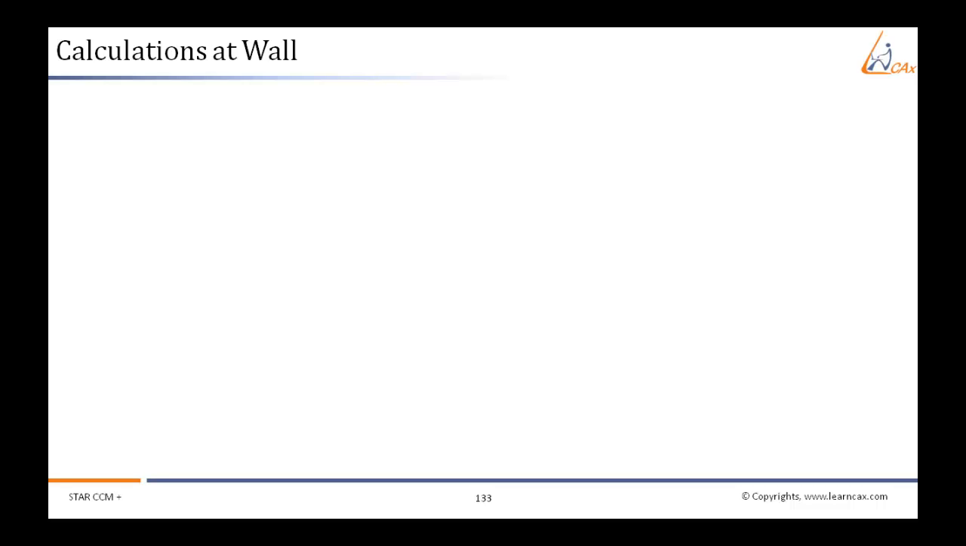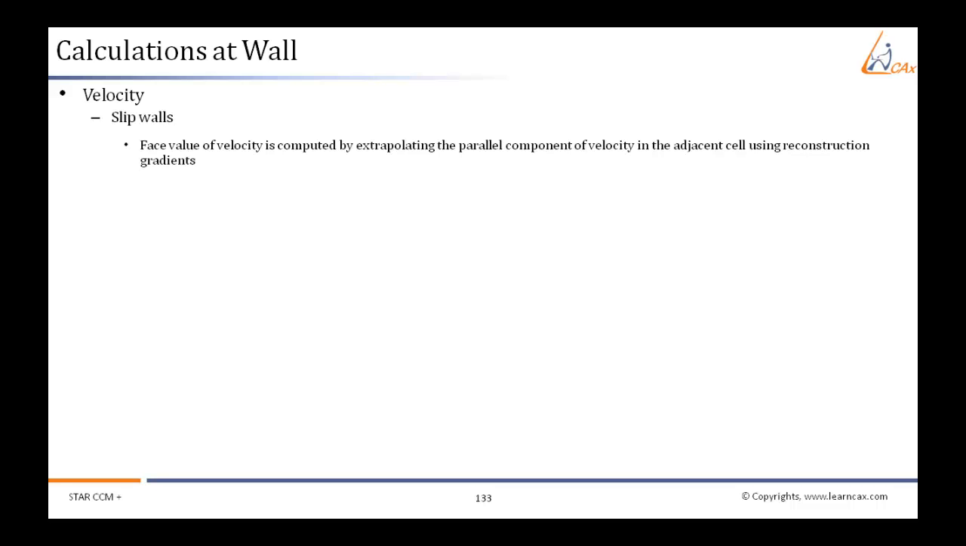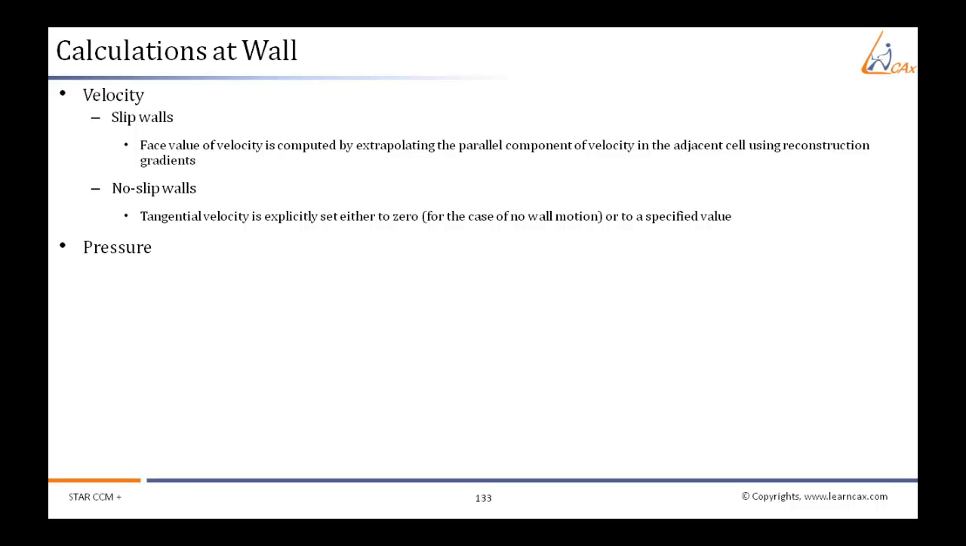What are the values required at the wall? For velocity, for slip walls, the face value of velocity is computed by extrapolating the parallel component of velocity in the adjacent cell using reconstruction gradients. For no slip walls, the tangential velocity is explicitly set either to 0 or to a specified value. For pressure, the boundary face pressure is extrapolated from the adjacent cell using reconstruction gradients.